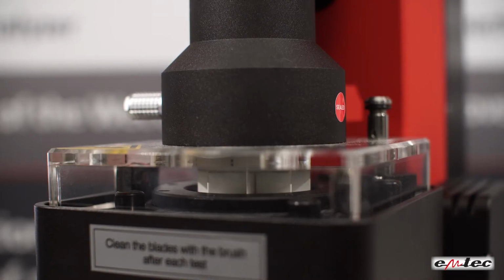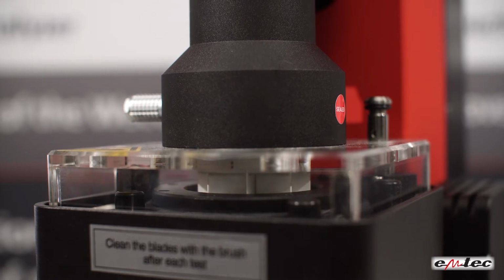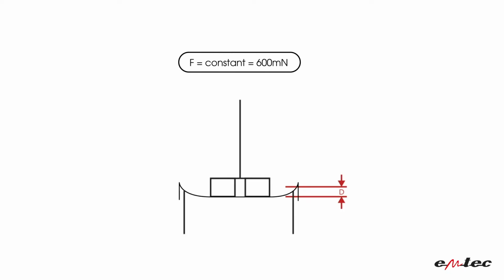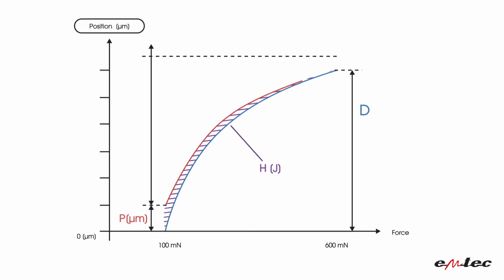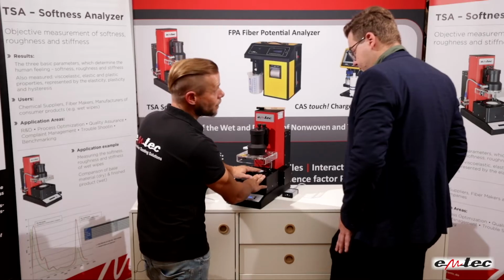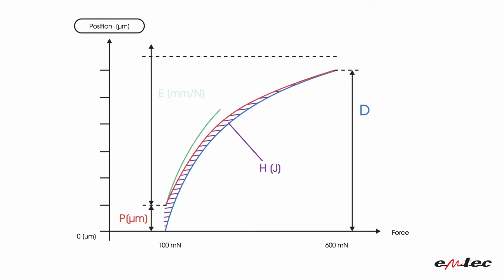In the second step, we do a deformation measurement. We apply a load from 100 to 600 milliNewtons on the material. This gives us the in-plane stiffness D. Then we move back up. This gives us the hysteresis H and plasticity P, which are the recovery characteristics of the material. And then we push down a second time, which gives us the elasticity, or some call it elongation or stretch of the material.